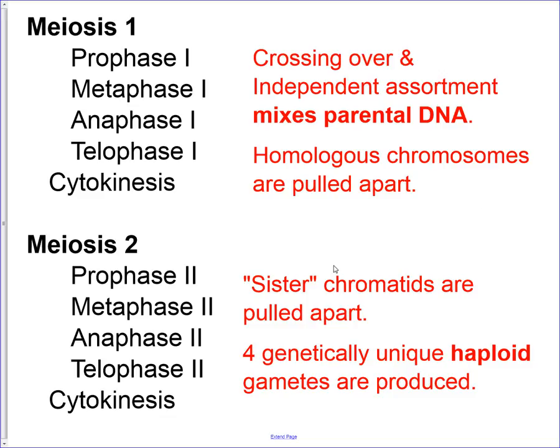So just as a review to close this out, meiosis 1 and meiosis 2 are the 2 phases of nuclear division for germ cells. During meiosis 1, crossing over and independent assortment mix up parental DNA, and the homologous chromosomes are pulled apart. During meiosis 2, sister chromatids are pulled apart, and it results in 4 genetically unique haploid gametes.